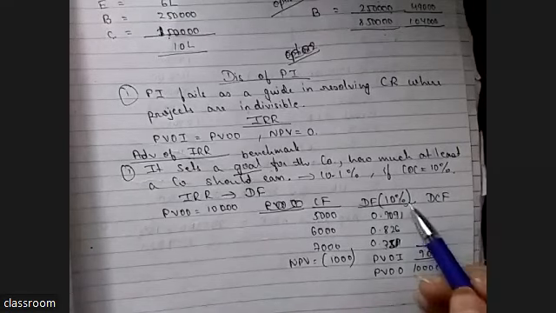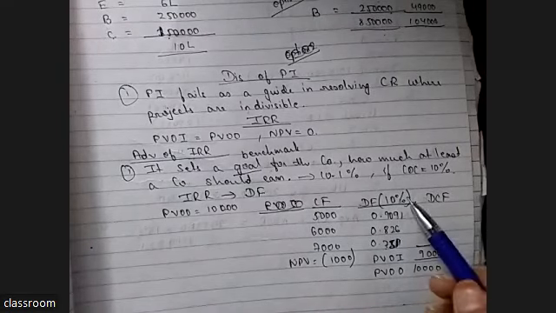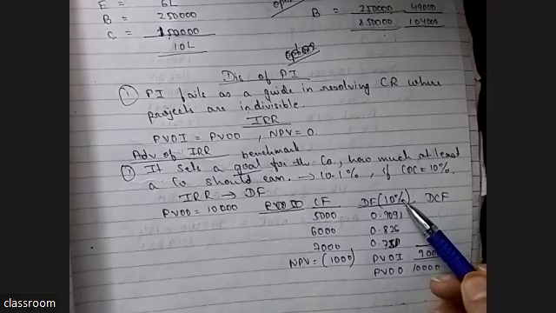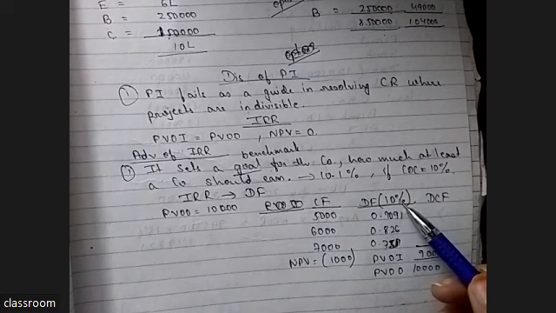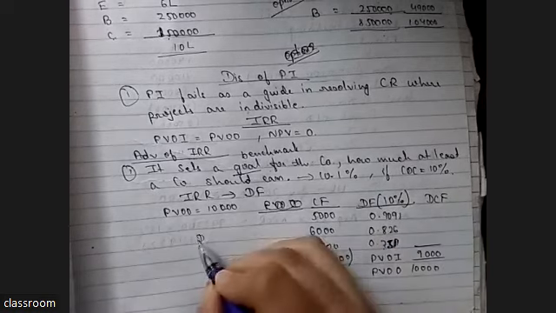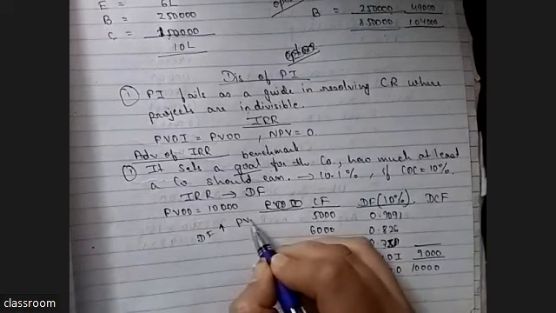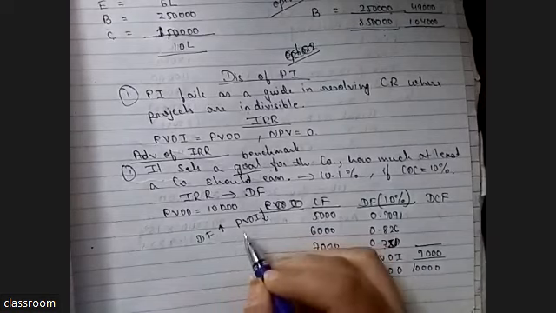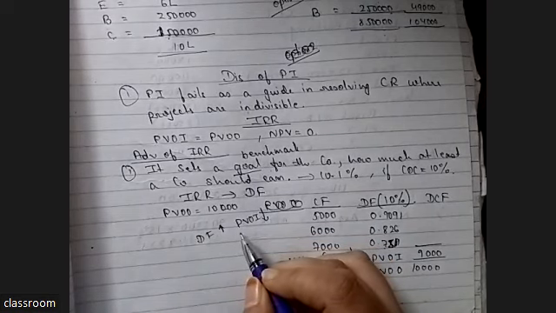So 10% is not the correct IRR. If we earn only 10%, this will not be achievable. This is not the correct IRR. We need NPV to be 0. So if we increase our DF, our present value of inflow will decrease. Do you know this? Yes, ma'am.